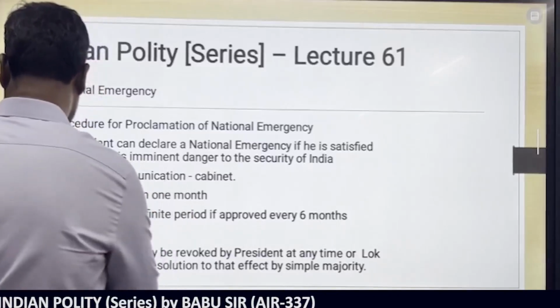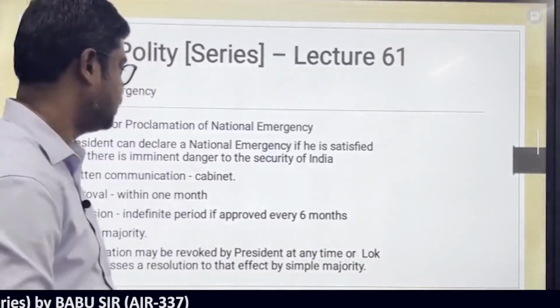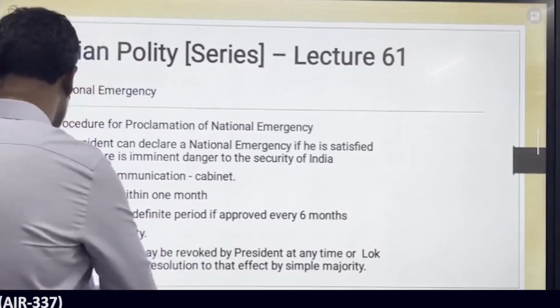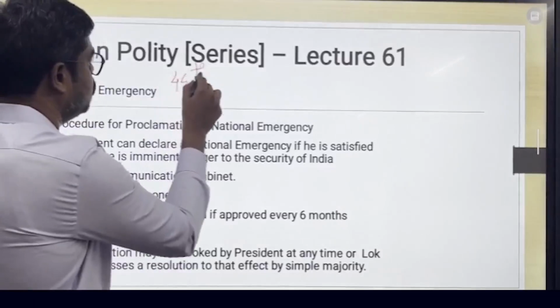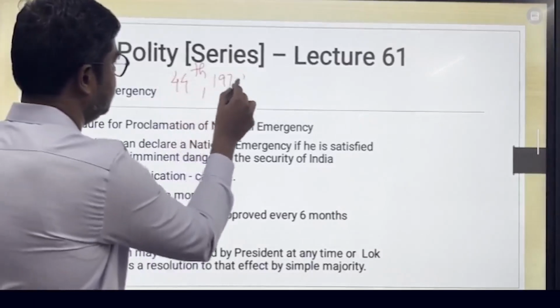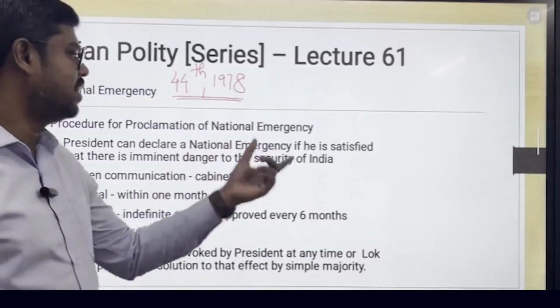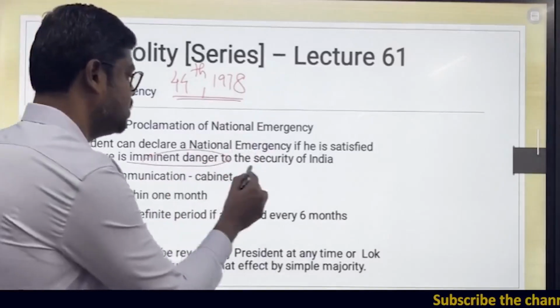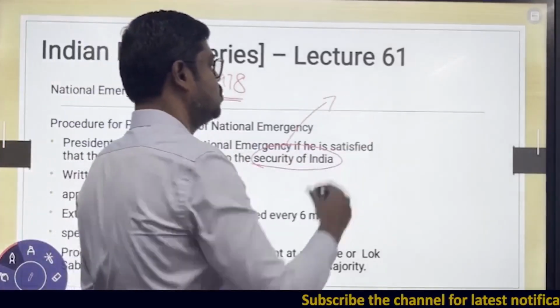So in fact, if you look into the constitution, whatever I am discussing right now is after the 44th Constitutional Amendment Act 1978, which has made a number of changes. After the 44th Constitutional Amendment Act 1978, it reads in the constitution that the president can declare a national emergency if he is satisfied that there is an imminent danger to the security of India. So what are the grounds on which there can be danger to the security of India?